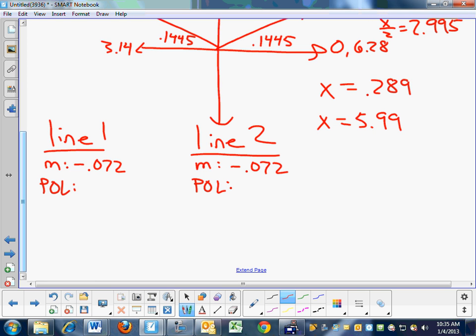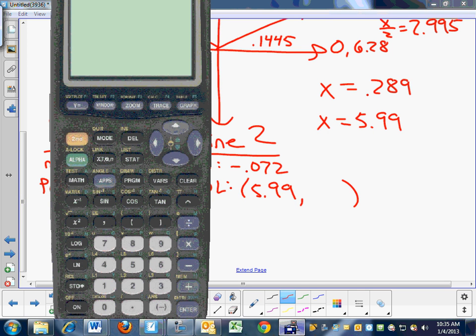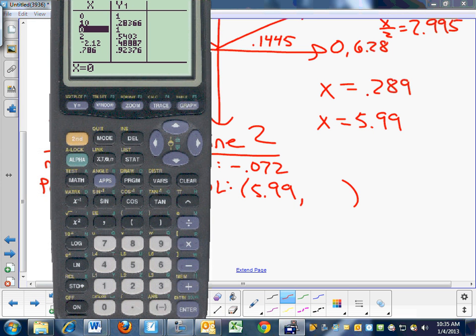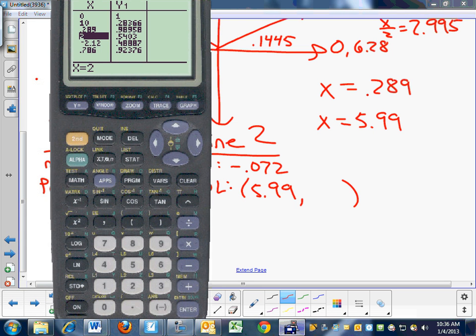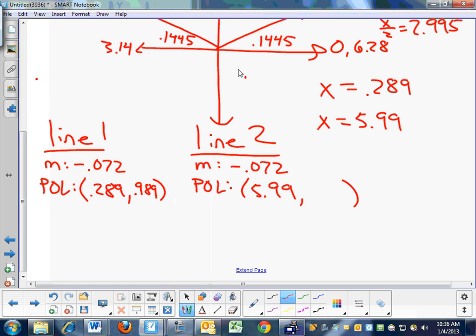Good. What is the x value for the first line? 0.289. What's the x value of the second line? How do I generate the y values? Plug it into which? The derivative or the original? Good. Plug it in the original. Go to our table. I punch in 0.289, and I get 0.989. I plug in 5.99, and I get negative 0.989.